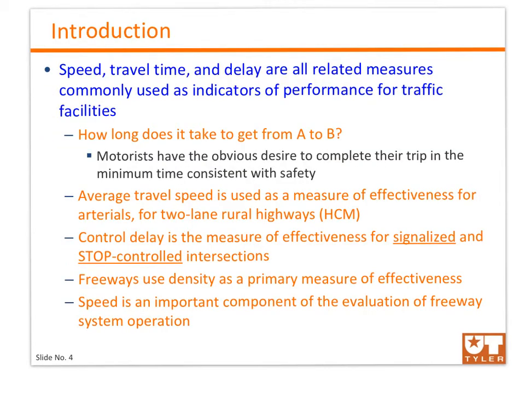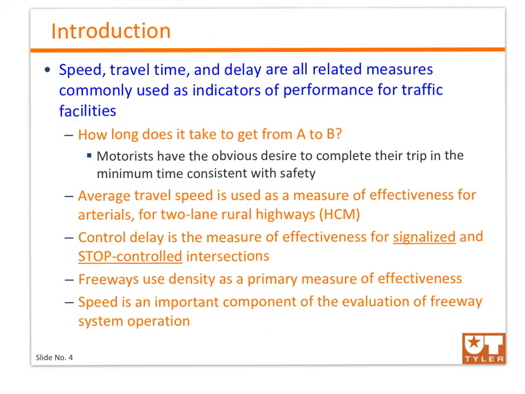So as an introduction, we all know that speed, travel time, as well as delay are all related measures commonly used as an indicator of the performance of traffic facilities. For example, if the speed at a certain facility is high, let's say 65 or 75 miles per hour, versus another facility that has 40 miles per hour, then this gives an indication that the facility with a speed of 65 is much better than the one with 45 miles per hour.